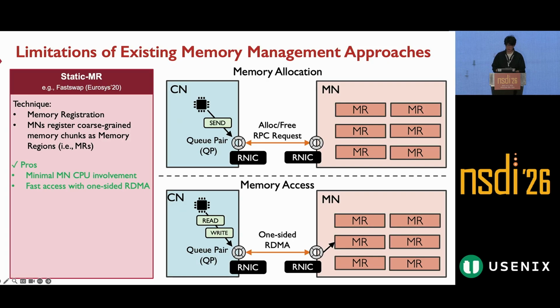The main advantage of static MR is that it only requires minimal memory node CPU involvement, and the memory access is ultra-fast using native one-sided RDMA. However, because it allocates memory in coarse granularity, it causes severe internal fragmentation and poor remote memory utilization.